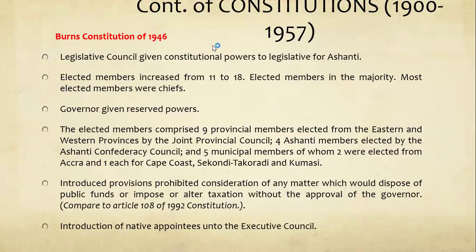The 1946 Constitution also provided for the establishment of an Economic Development Committee and a Central Advisory Committee, one each for education, rural development, and agriculture.